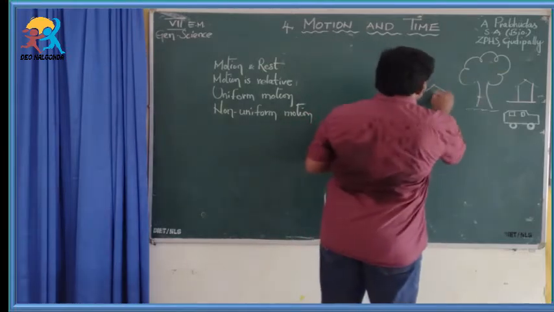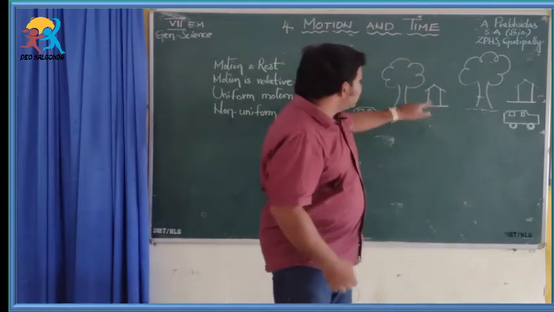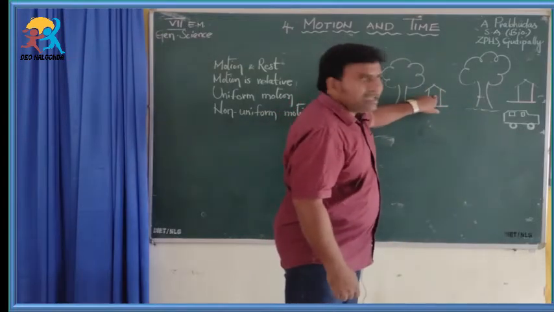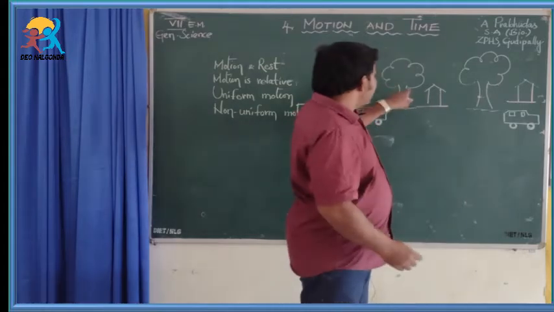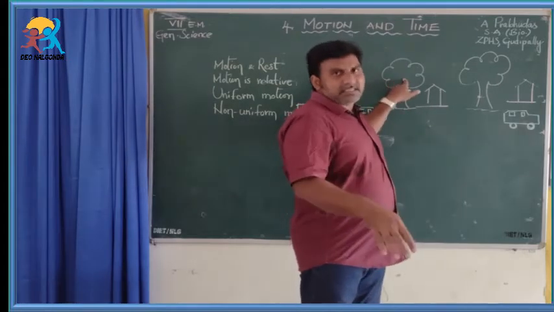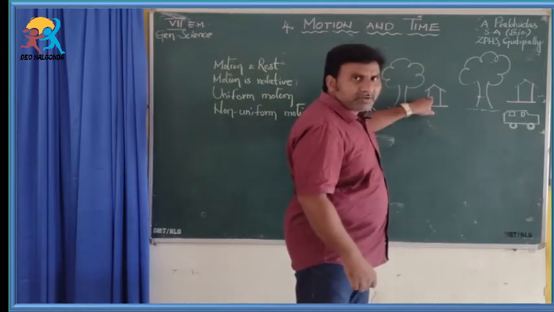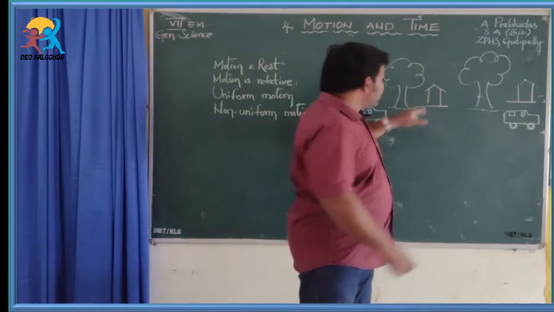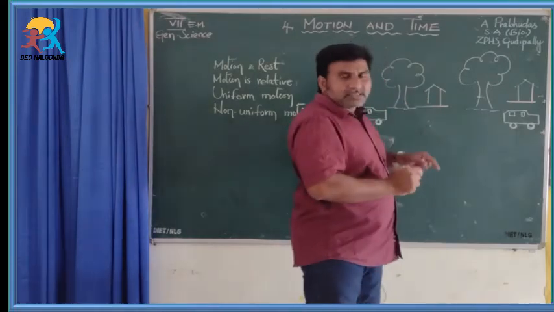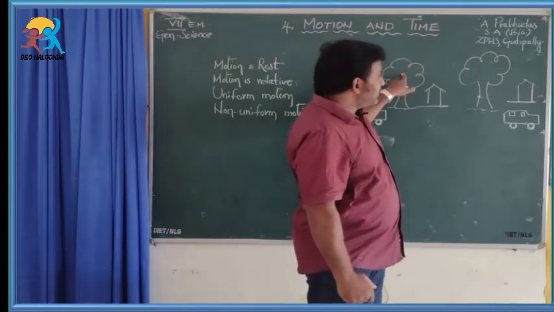So here we are comparing the position of the tree and the building, and we define the tree is at rest. The position of the tree is not changed when you compare its position with the building. The distance between them is not changing. So we can say that the tree is at rest.